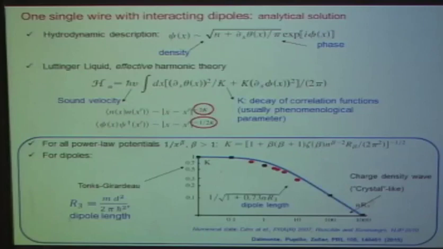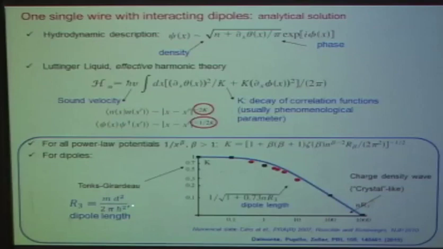It turns out that for a power-law potential decaying like 1 over x to the beta, where beta is larger than 1, so Coulomb does not work, you can write down an expression which is almost exact. It's an approximation that works quite well. For example, here I'm plotting this expression for kappa, this effective parameter, as a function of the combination of the density and the dipole length, which is defined here, mass times dipole squared over h bar squared.